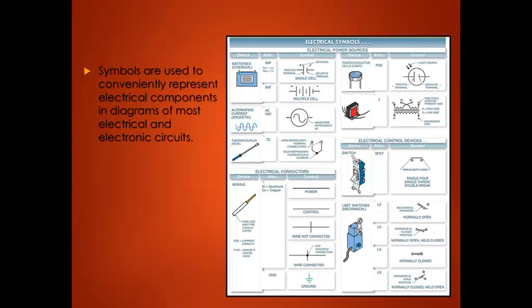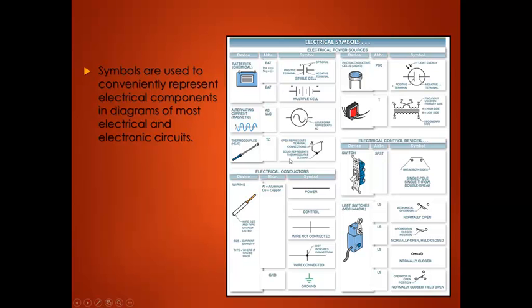Symbols. Symbols are used to conveniently represent electrical components in diagrams of most electrical and electronic circuits. So on the right of the slide here, you have a bunch of various electronic and electrical symbols and a pictorial drawing to represent them. If you look at the very top of the page, you see a battery. This is how a battery is represented in an electrical schematic. An AC power source, or alternating current power source, is represented with a sine wave with a circle around it.